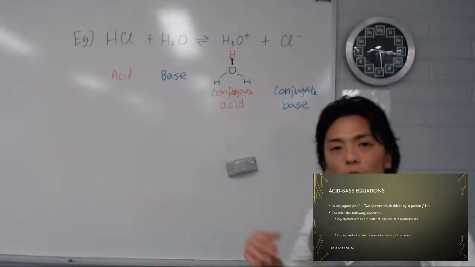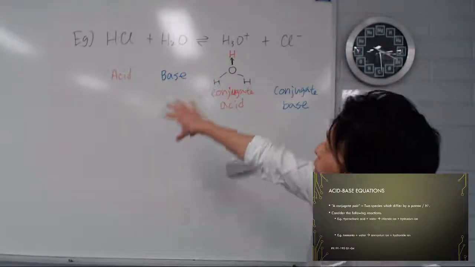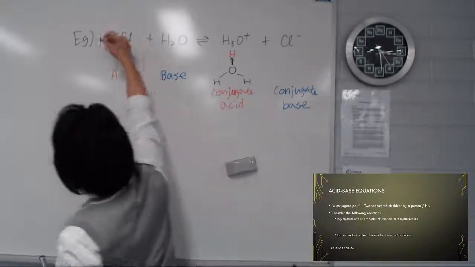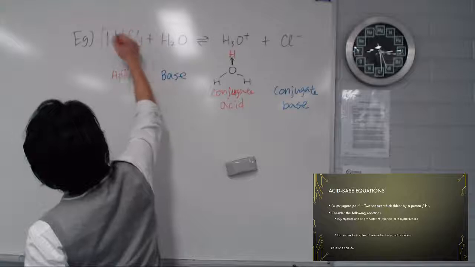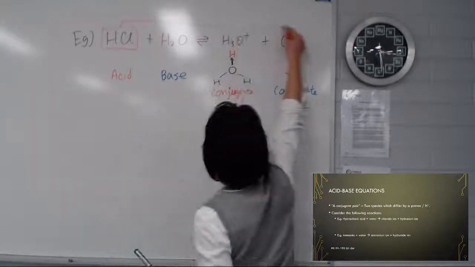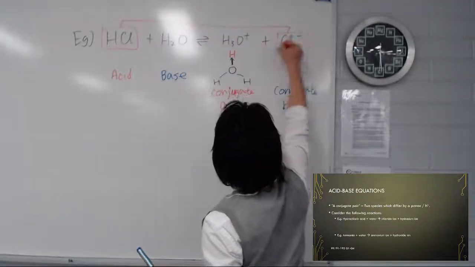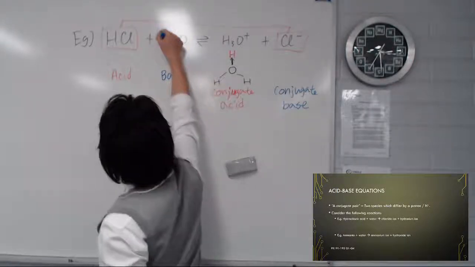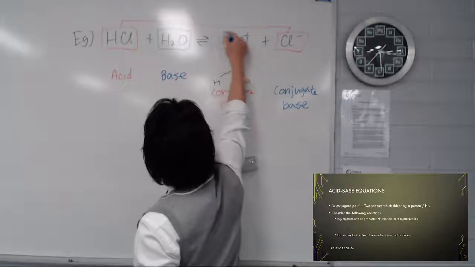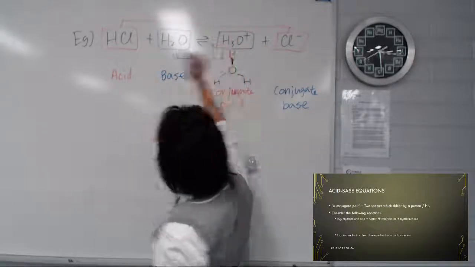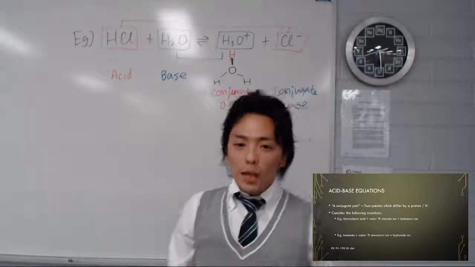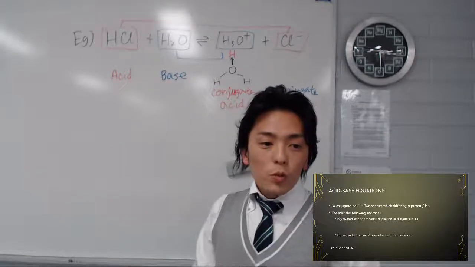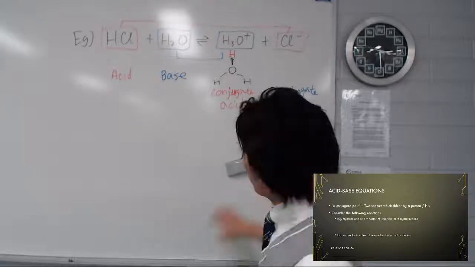So, which one is a pair? HCl and Cl minus are one pair. And H2O and H3O plus are the other conjugate pair. Let's look at the other example, which was ammonia and water.